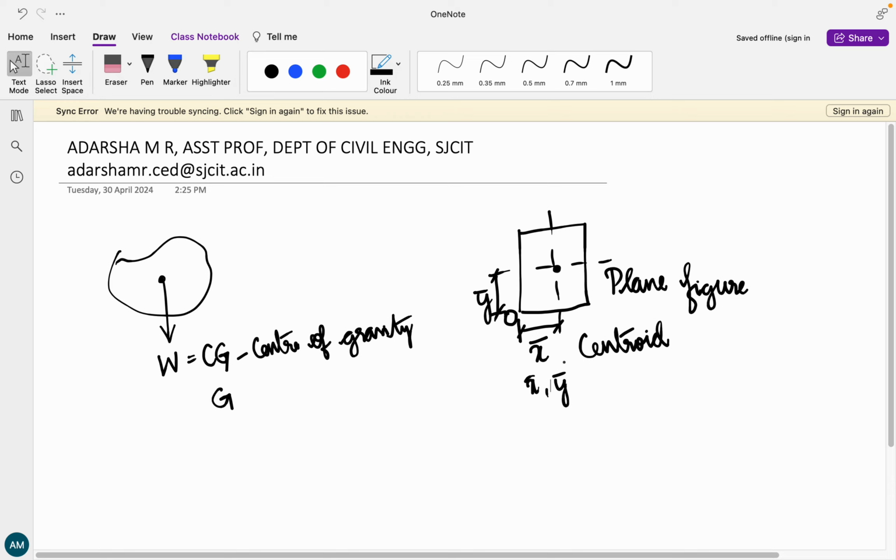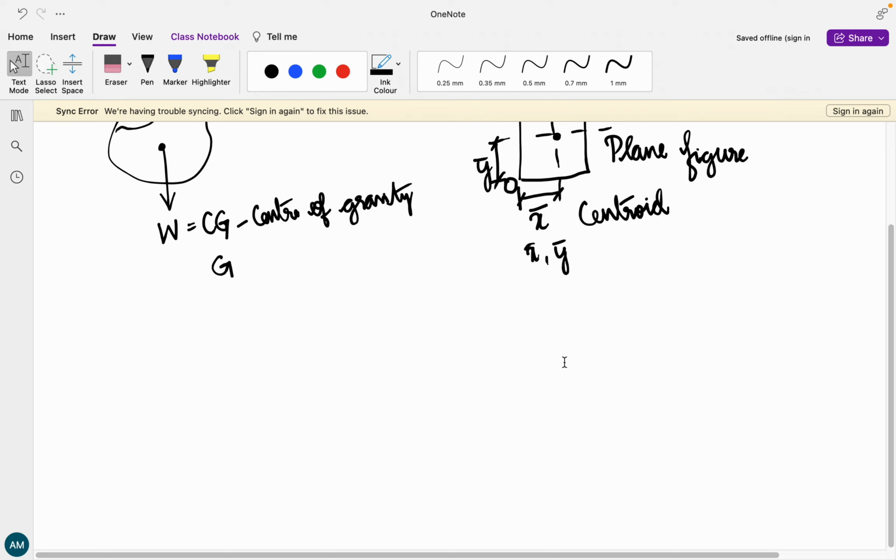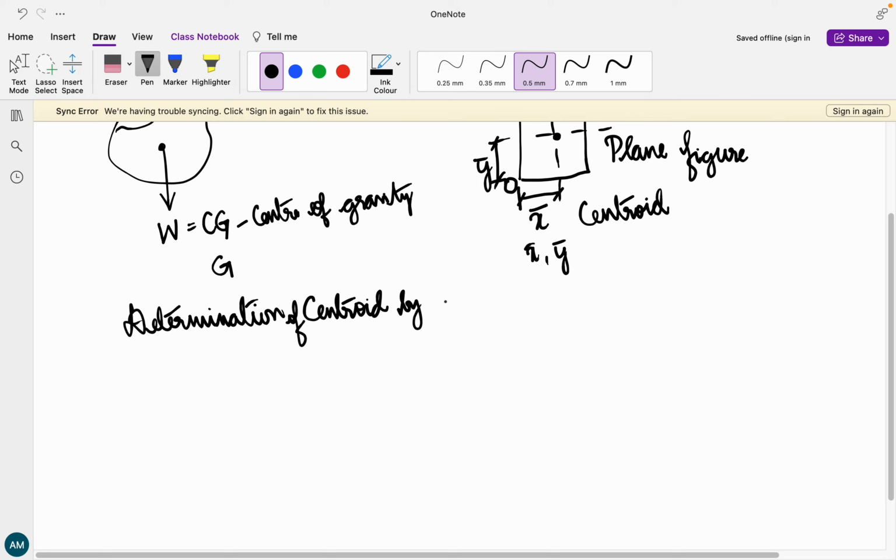So how are we going to determine this centroid? First, let us talk about the method of moments, the determination of centroid by the method of moments. This is going to be an overall formula that we are going to obtain.